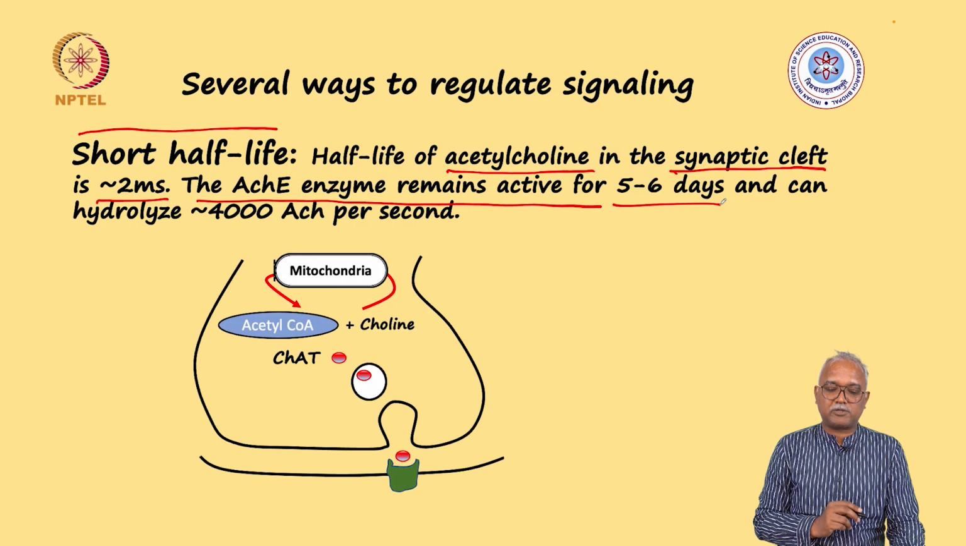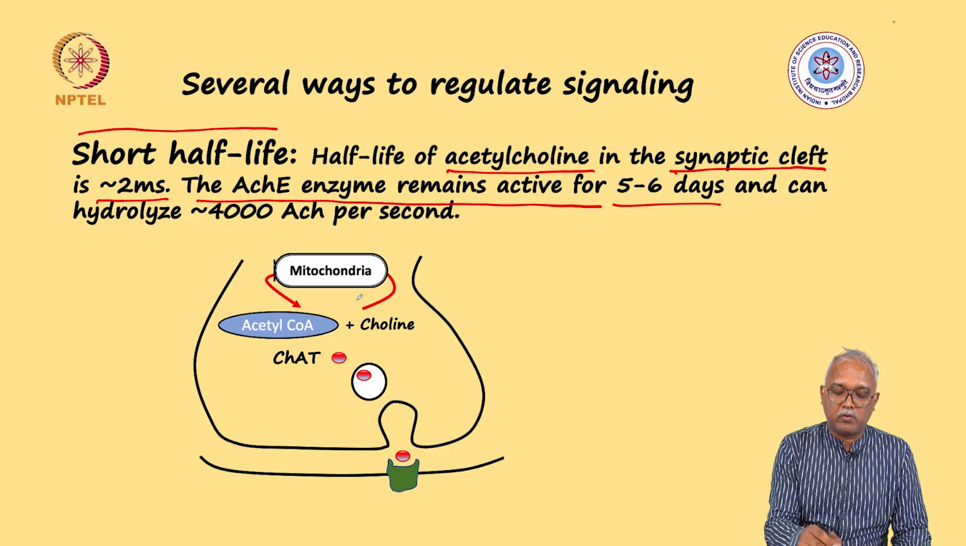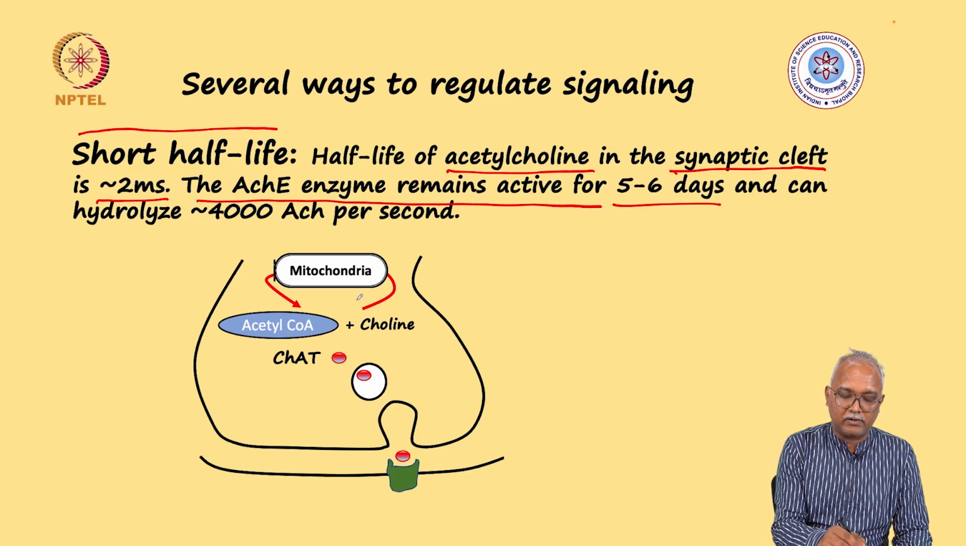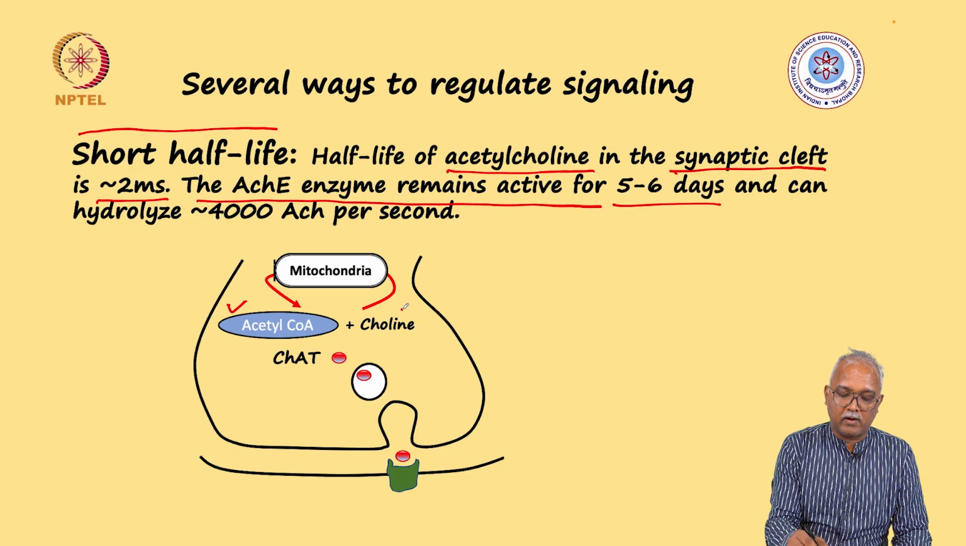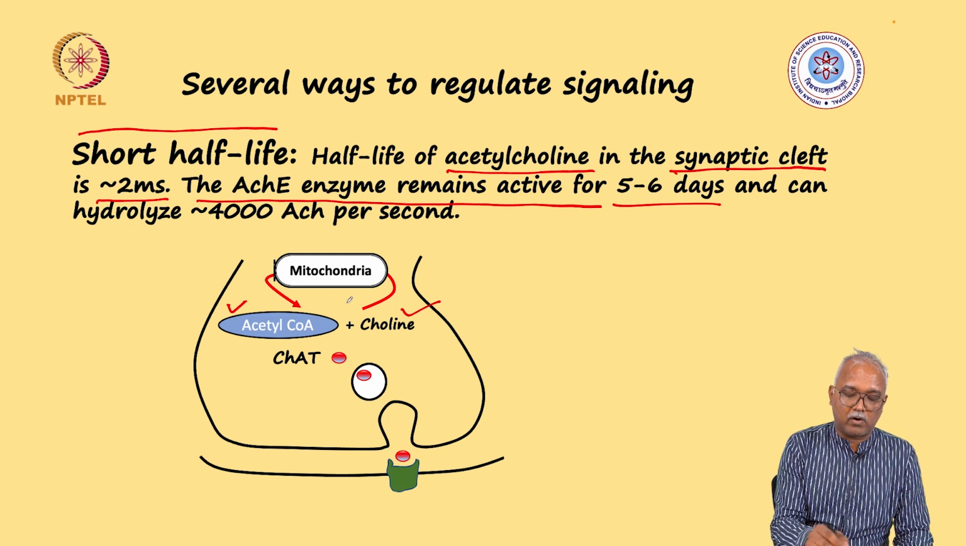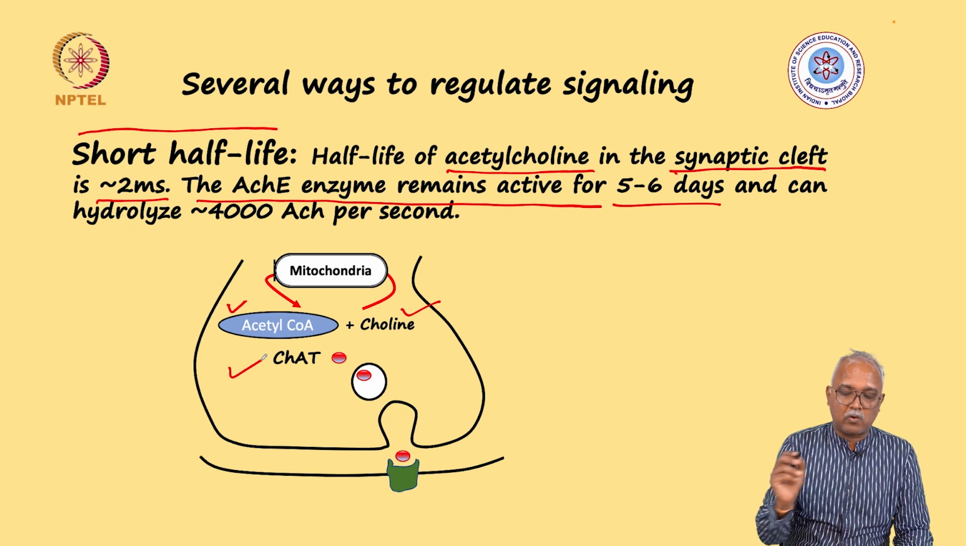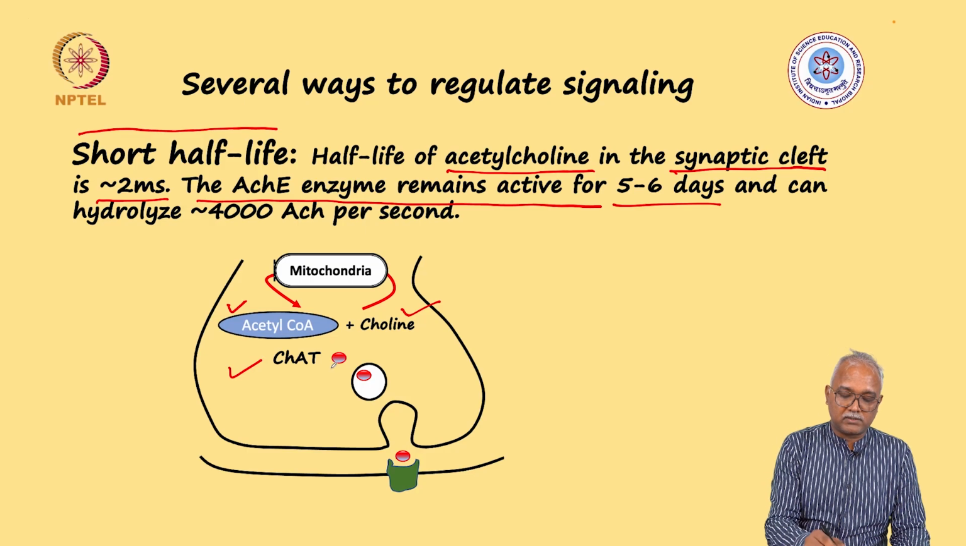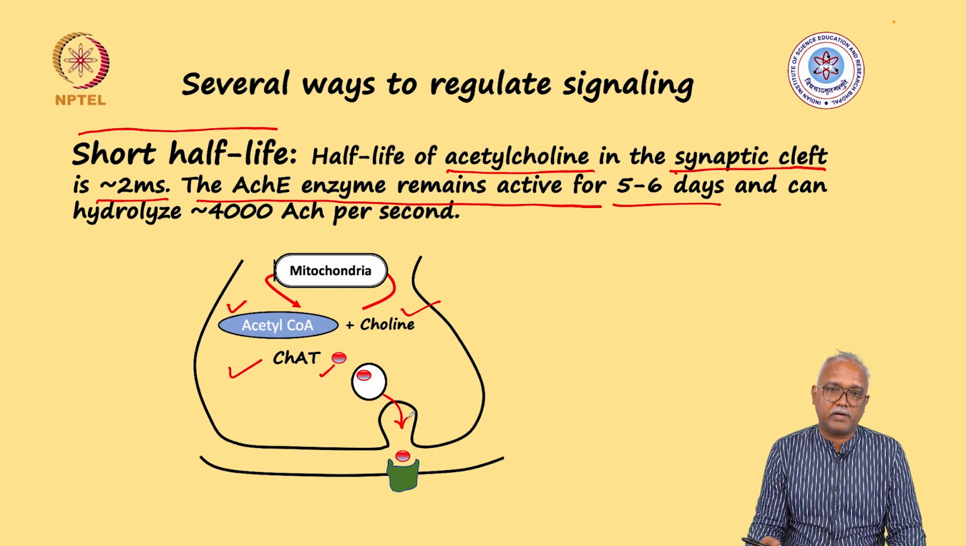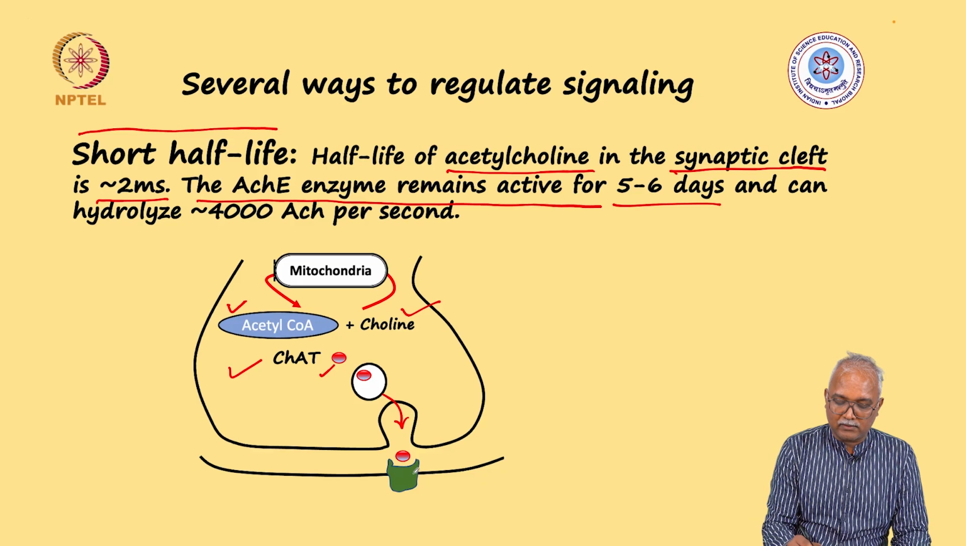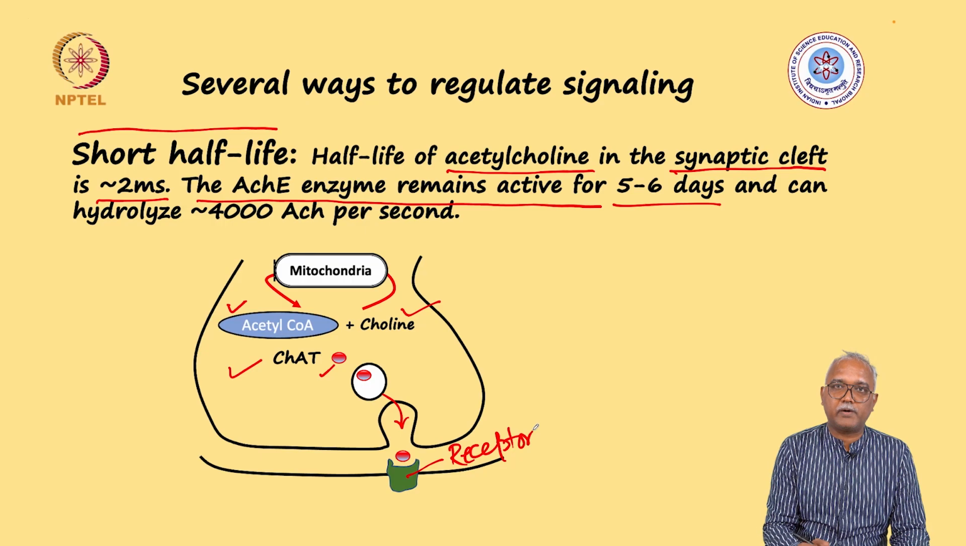So if we put that in perspective, this acetylcholine is synthesized inside the cell using acetyl-CoA and choline, with mitochondria helping, and the enzyme choline acetyltransferase. The acetylcholine which is synthesized is packaged into synaptic vesicles. These vesicles fuse and release the acetylcholine into the synaptic cleft. Here the receptor for acetylcholine will bind to it and produce the signal inside the cell.